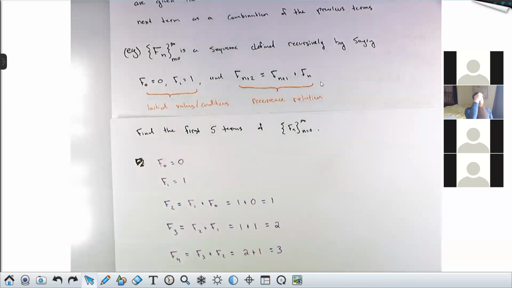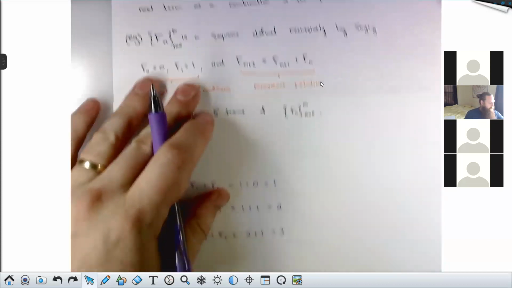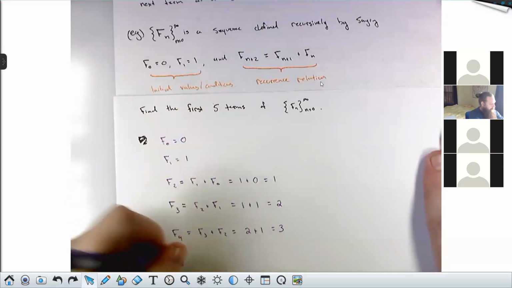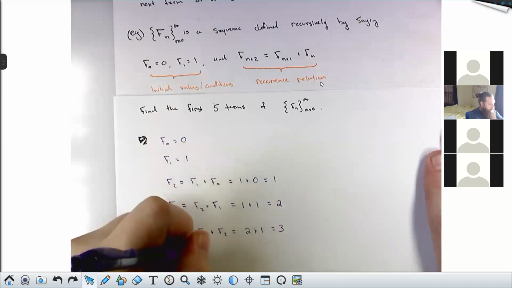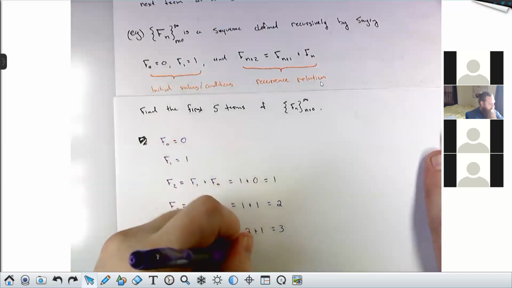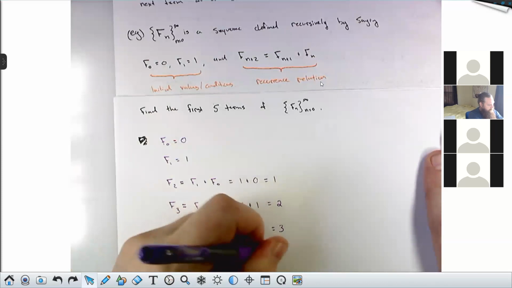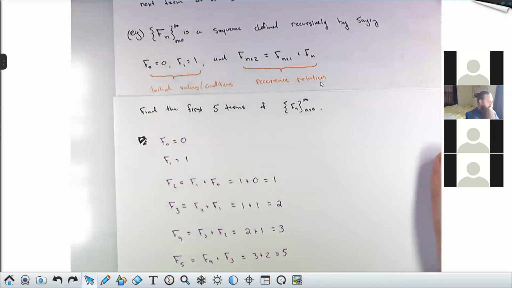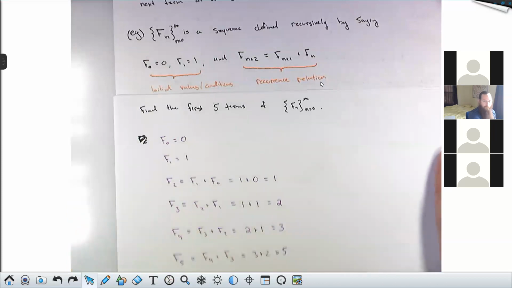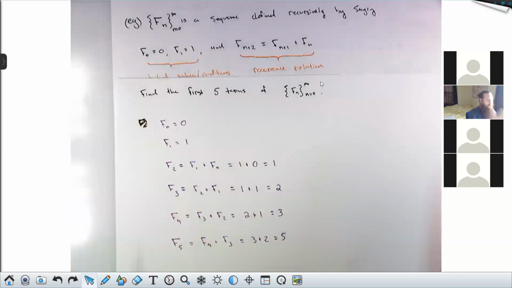Let me go a little further, because we already have the first 5 terms, but I think it'd be fun to do just one more. F5, by the recurrence relation, would be F4 plus F3, which is 3 plus 2, which is 5. So the sequence is 0, 1, 1, 2, 3, 5. The next term would be 8 and then 13. Does anybody know the name of this sequence? The Fibonacci sequence. Very good.